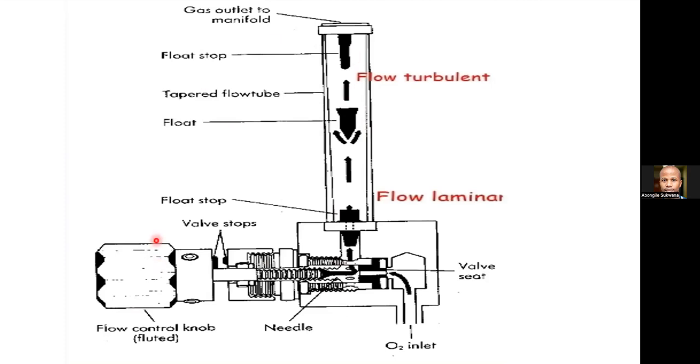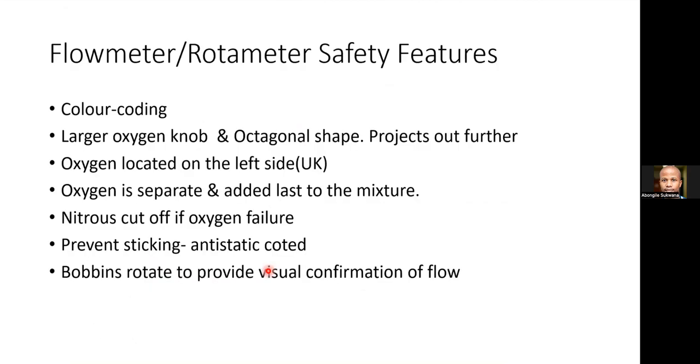Then there's also a sequence of how these should be arranged in the anesthetic machine in terms of oxygen, medical air, and nitrous oxide. We'll talk about that just now. They are also color coded as safety measures.